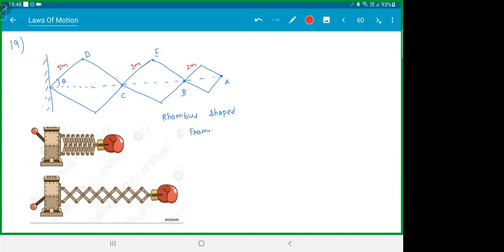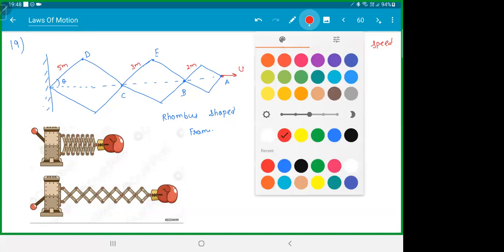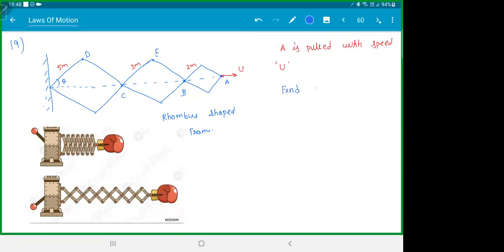Someone is catching this point A and it's pulled with constant speed u. Find the velocity of B, velocity of C. Homework. Next class we'll discuss the velocity of D and velocity of E. For now we'll do B and C at an angle theta. When you're stretching the rhombus at a particular angle, theta is continuously changing. I could have asked you acceleration also, that would be more fun, but okay, you got the point.